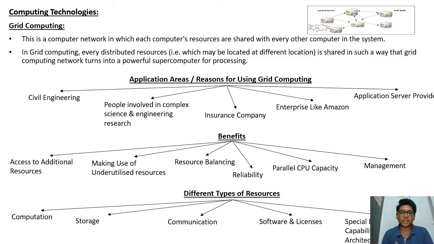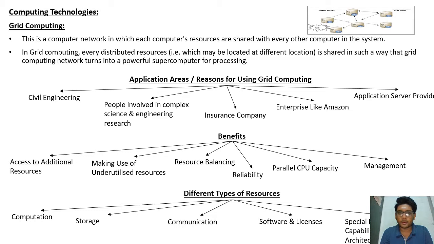So, what are the application areas or reasons for using grid computing? There are 5 points in the areas applicable and reasons for grid computing. First is civil engineering, second insurance companies, third enterprises like Amazon, fourth application service providers, finally people involved in complex science and engineering research. In these 5 areas grid computing is used. Again I repeat: civil engineering, insurance companies, enterprises like Amazon, application service providers, and finally people who are involved in complex science and engineering research.